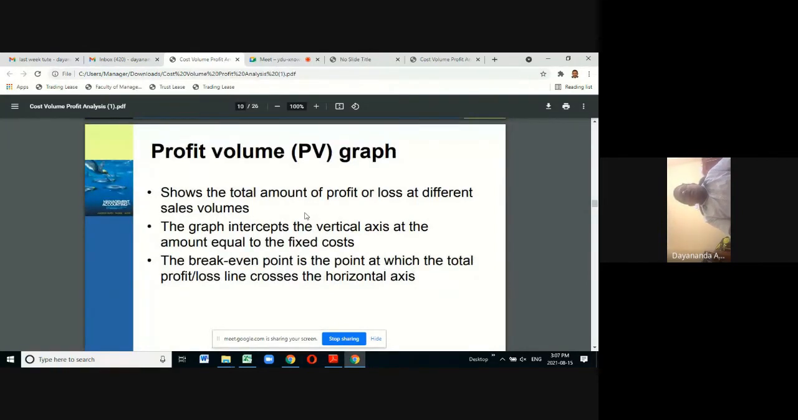Show the total amount of profit and loss at a different sales volume. The graph intercepts the vertical axis at an amount equal to the fixed cost. The break-even point is the point at which the total profit or loss line crosses the horizontal axis.